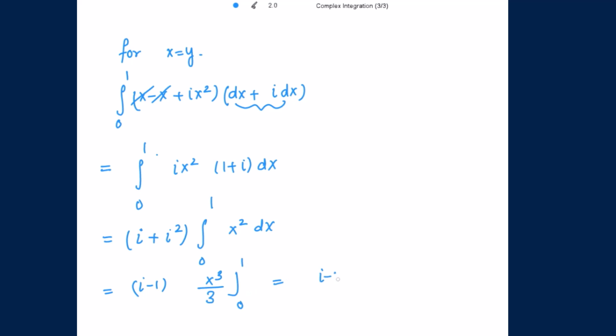So this is iota minus 1. Putting 1 over here, we get 1 over 3 minus 0. And then the final answer is negative 1 over 3 plus 1 over 3 iota, which is the required answer. Thank you.